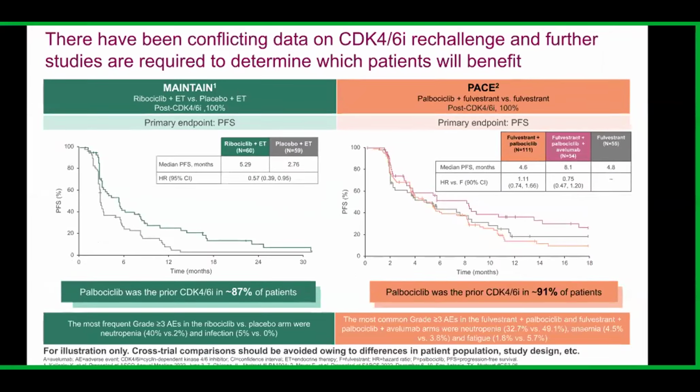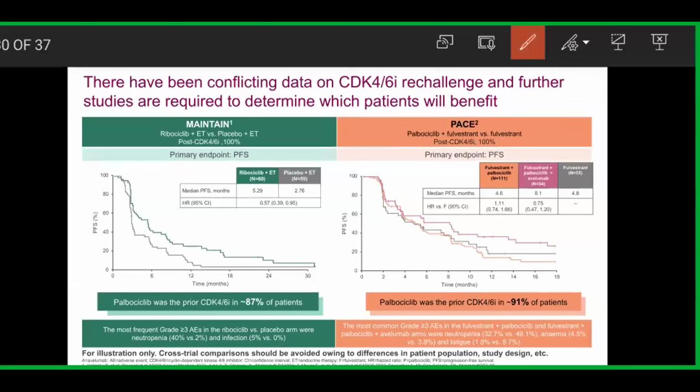But these are the trials where they have shown some benefit. In the MAINTAIN study, ribociclib post CDK4/6, that is, post palbociclib, they have shown a benefit with a hazard ratio of 0.57, but in clinical practice, we are not following that strategy. And in the PACE study, where they combined palbociclib with fulvestrant versus fulvestrant alone post CDK4/6 progression, you can see it's detrimental.